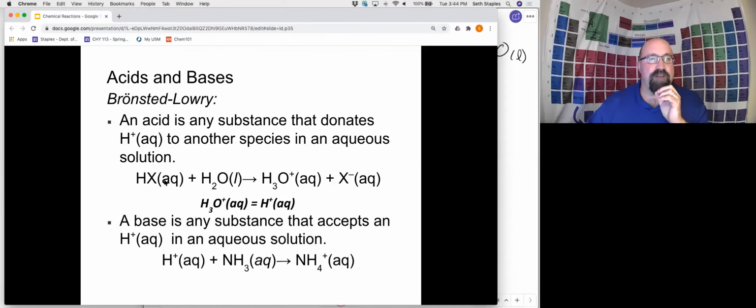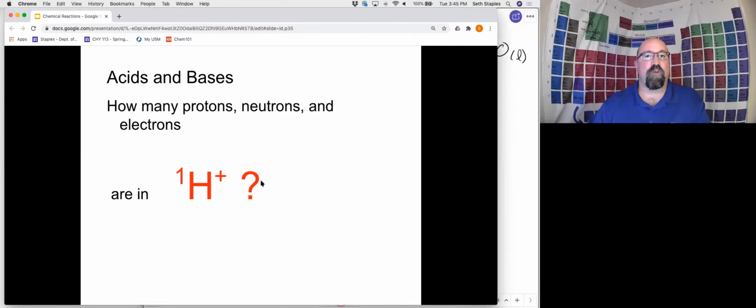In other words, we have our general acid HX added to water that generates H3O+. This H is just getting added to the water, which changes our charge. So we have H3O+, and then the X is now dissociated into X-. This is called the hydronium ion.